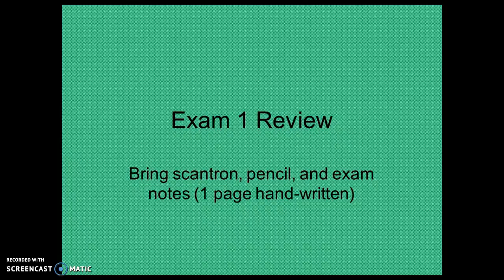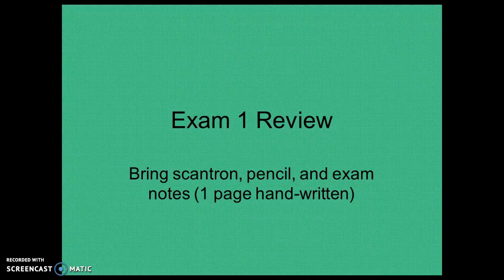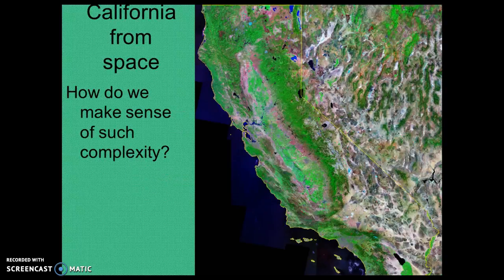Hello, California geography students. This is your instructor, Dan Scollin, and as promised, I am going to be doing an Exam 1 review. Remember to bring a Scantron, a pencil, and you may bring exam notes, one page, one side of one 8.5 by 11 page handwritten, or two sides of a half sheet.